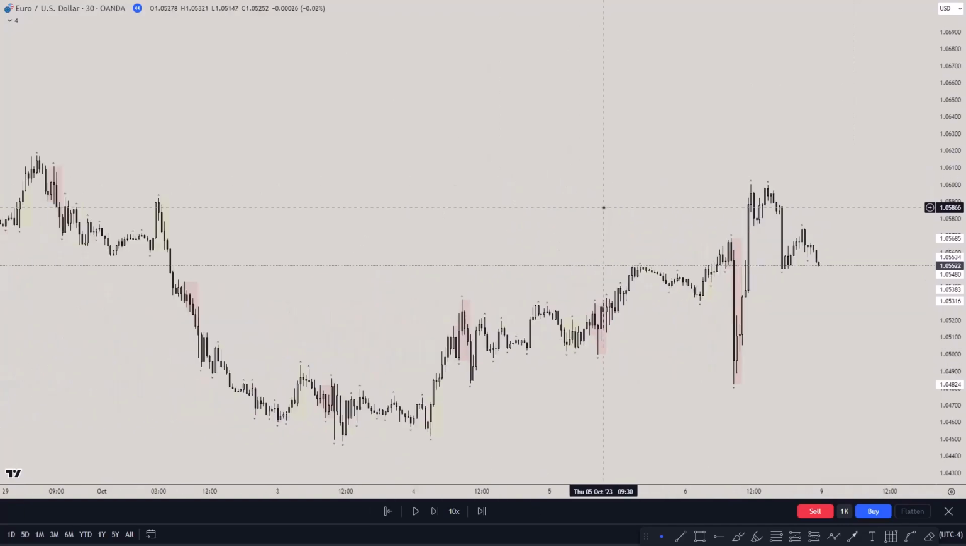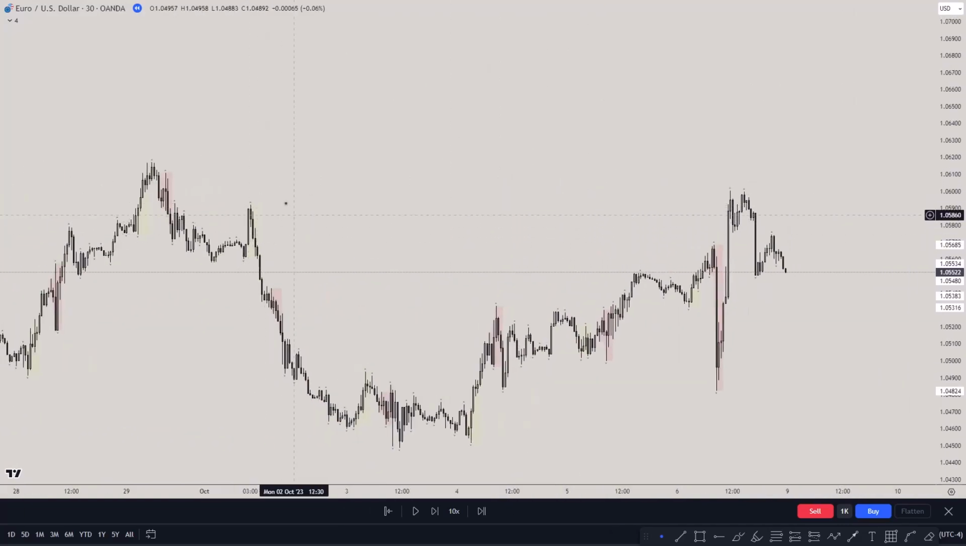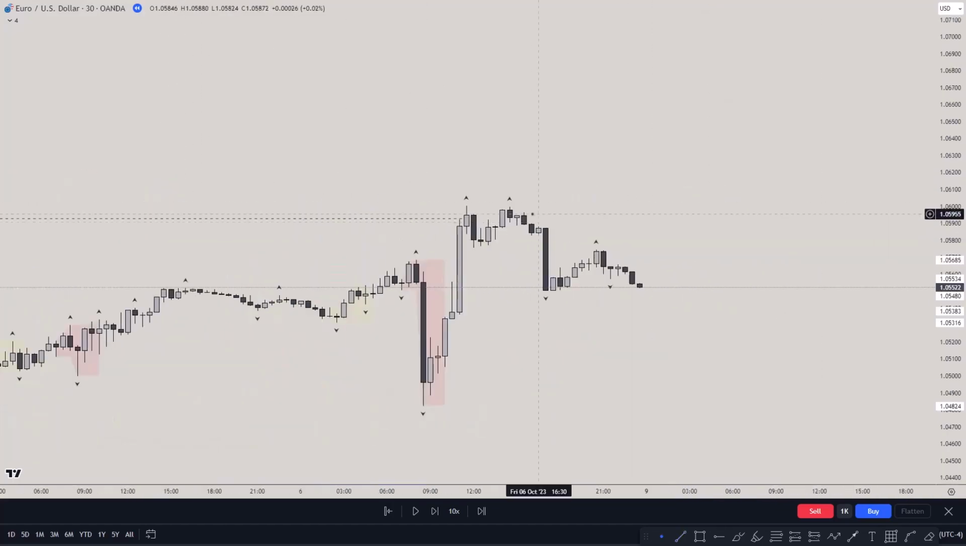I moved to the left and I saw that there was this high, which was the previous London high, and another high right here, which was swept by this level right here. So if I get my line here, we could see that there was a nice sweep right here, and then price started to go lower.